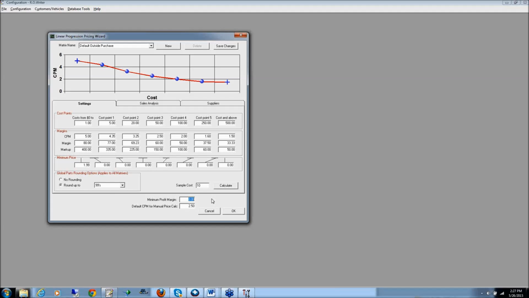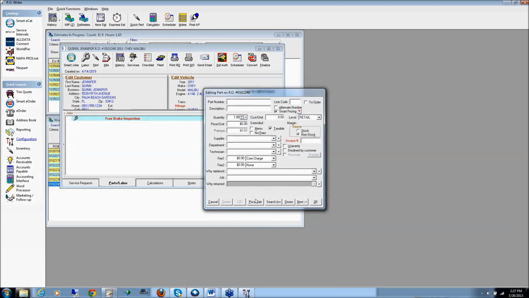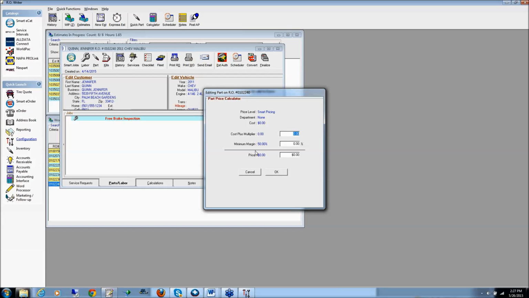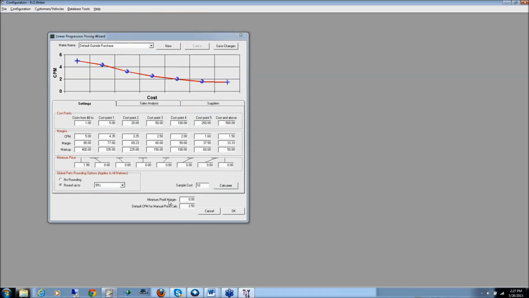And the default CPM, or cost plus multiplier, for manual price calc is driven by, as we're looking at our part window here, if I hit price calc down there, once we've established either our supplier or department, it asks us what should be the value that comes up as the cost plus multiplier in this window here. So again, all configurable. Now this is for outside purchases, so 2.5 times my default cost plus multiplier if we're using that manual price calc piece. A couple of other tabs that exist here as we move along.